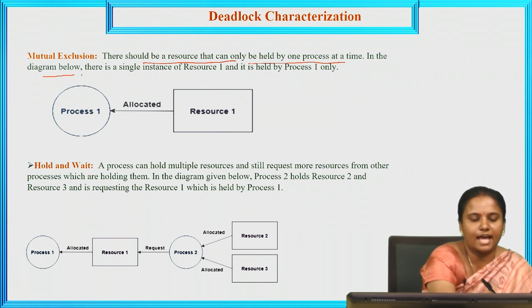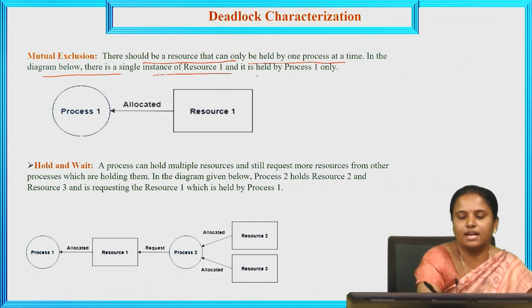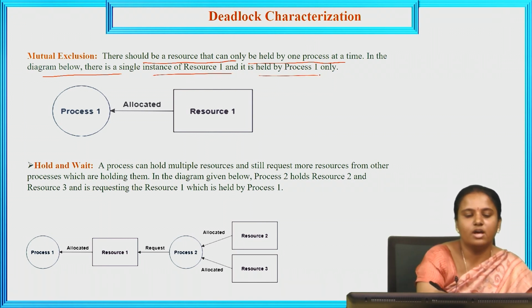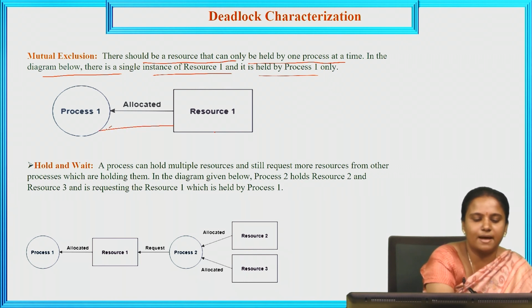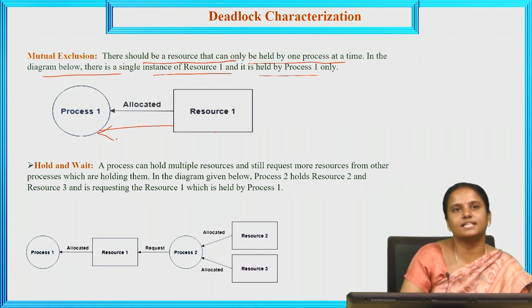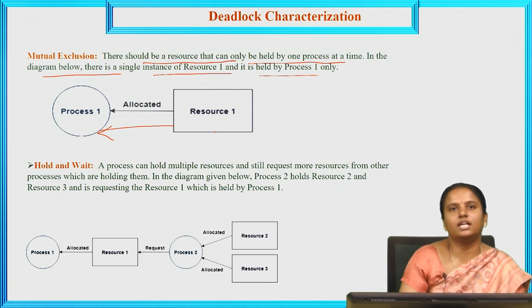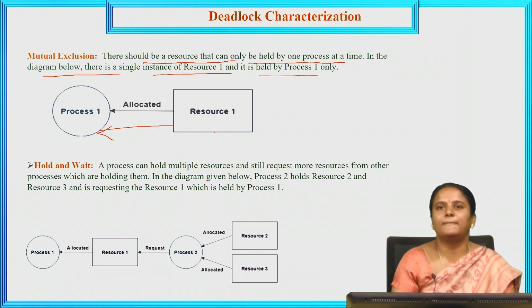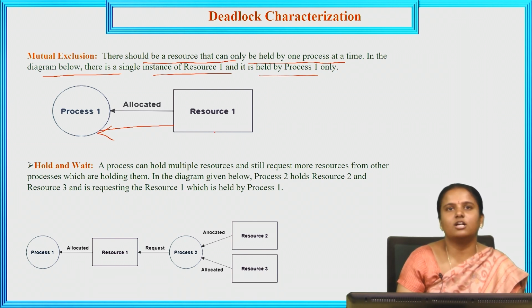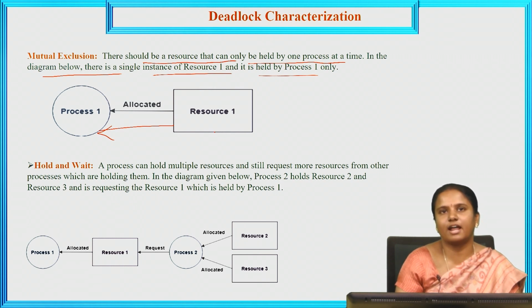In the diagram below, there is a single instance of resource 1 and it is held by process 1 only. So resource 1 is allocated only to process 1, and P1 can access resource 1. After the completion or release by the process, then only P2 can access resource 1. Why? Because only one process can handle one resource. That is mutual exclusion. Here it says that there should be a resource that can only be held by one process at a time. So one resource can be accessed by one process at a time. That is mutual exclusion.